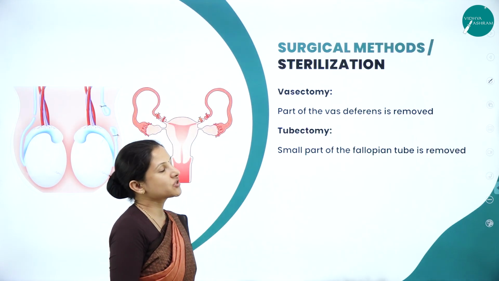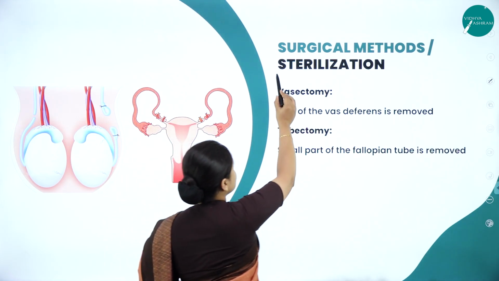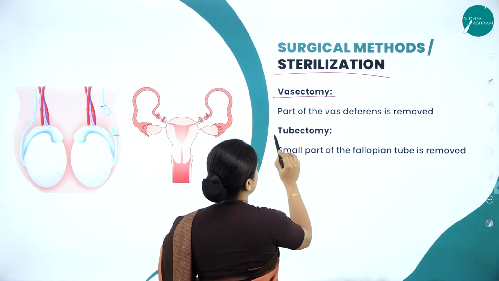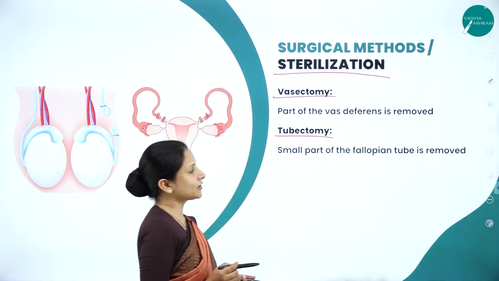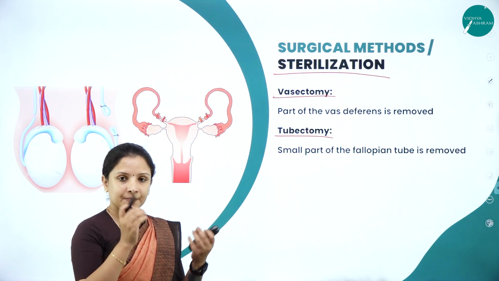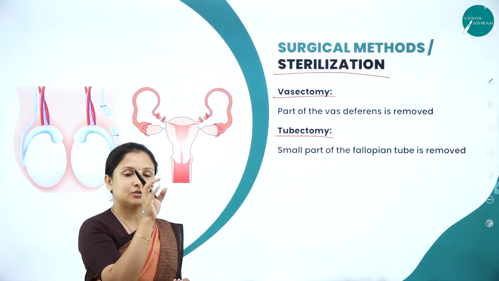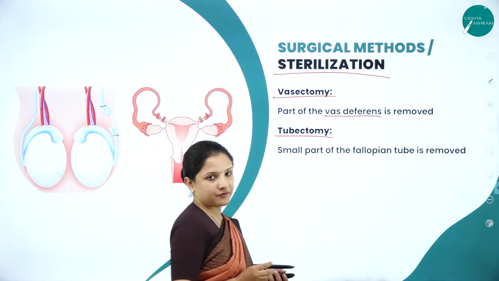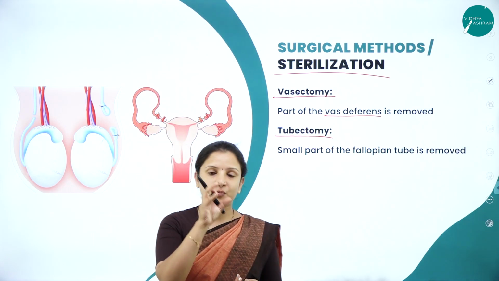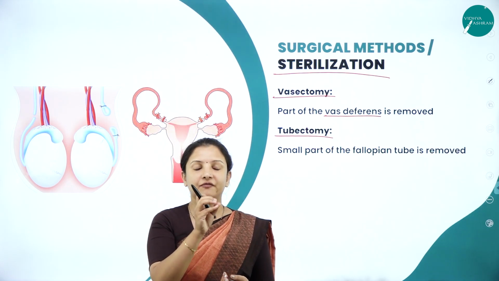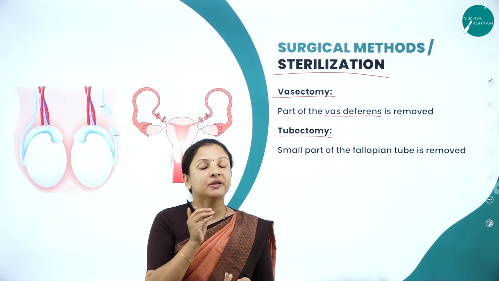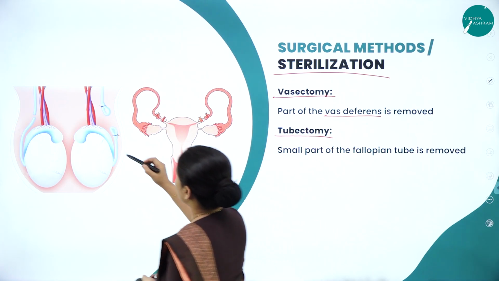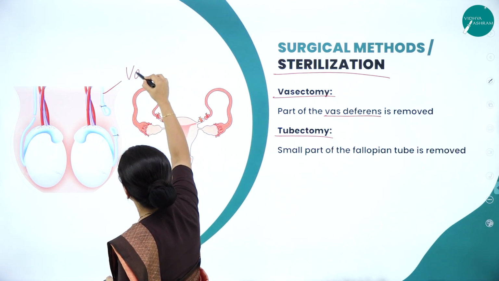Next, moving to surgical methods, which is also called sterilization. There are two important surgical methods. One is vasectomy and the other is tubectomy. In vasectomy, there is a connection between the testis and the penis by a tube-like structure called the vas deferens. From the testis, the sperm travels through the vas deferens, enters the penis and is ejaculated through the penis. Now what they do under vasectomy is cut this. So this is the vas deferens tube.